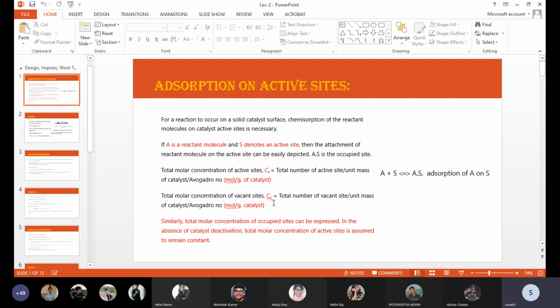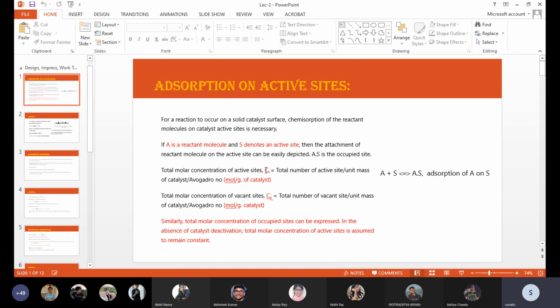CV, V is vacant site. CV is the concentration of vacant sites: total number of vacant sites per unit mass of catalyst per Avogadro number. Similarly, it is mole per gram of catalyst. Similarly, total molar concentration of occupied sites can be expressed as C A dot S, with A dot S in the subscript. C A dot S is the total number of occupied sites per unit mass of catalyst per Avogadro number, that is mole of occupied sites per gram of catalyst.